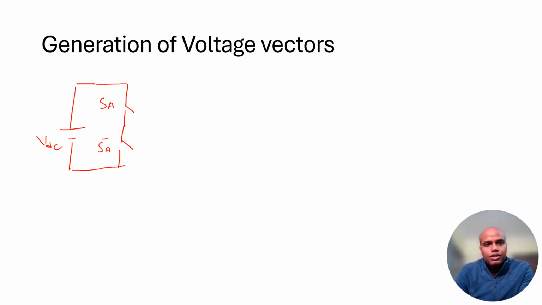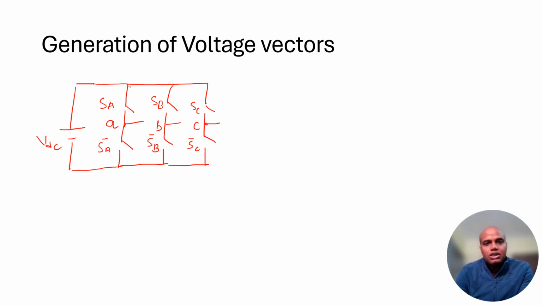Similarly, for the second leg, let's say this is SB, then the status of the same leg switch is SB dash. And similarly for the third leg, the switches are SC and SC dash. Or I can also say switch number 1 to switch number 6. If the state of the SA switch is 1, then the switch of the same leg, SA dash, will be 0, just to avoid short circuiting. And this is my A phase, this is the point of B phase, and this is the point of C phase.